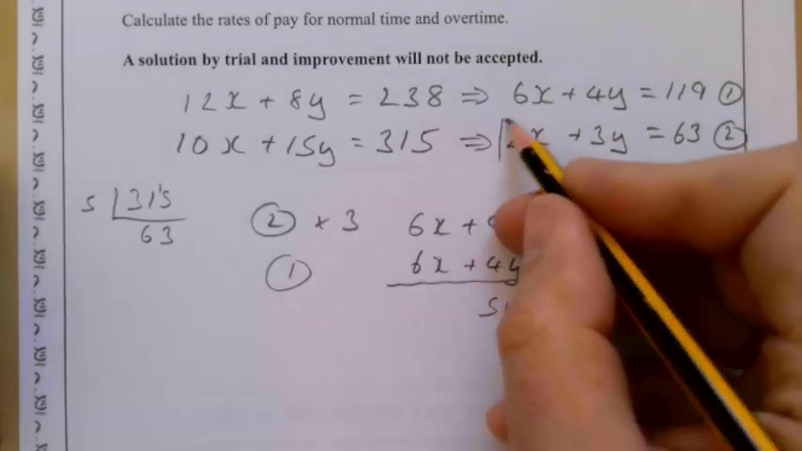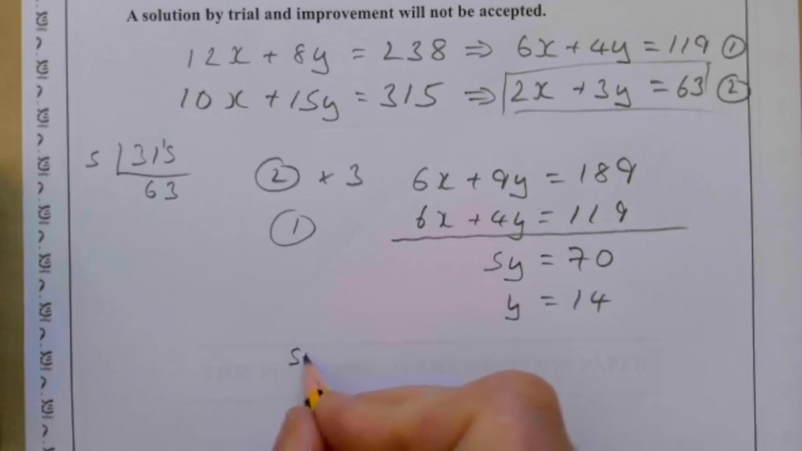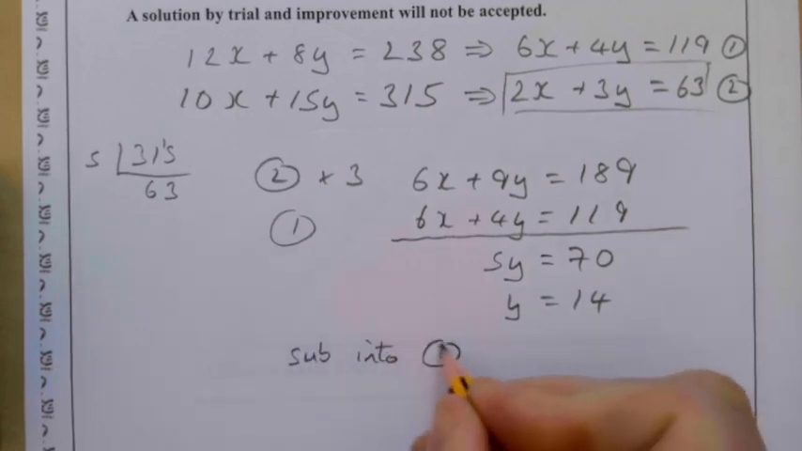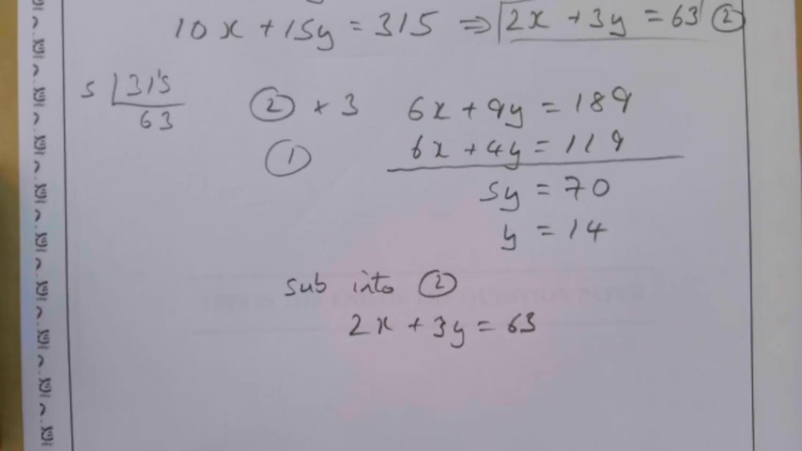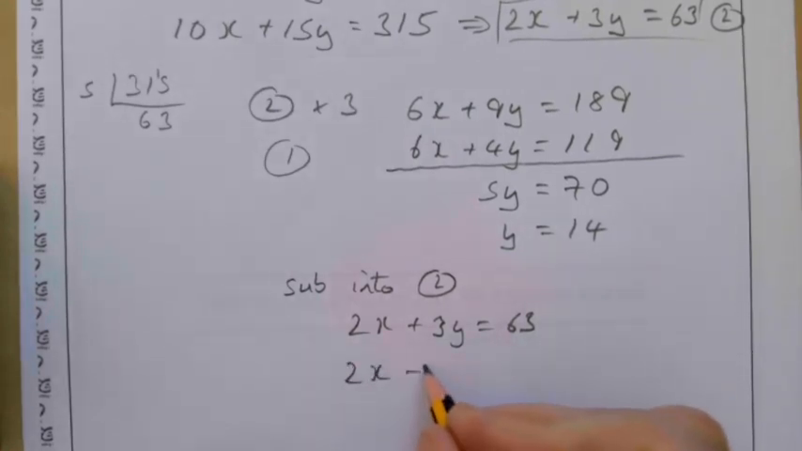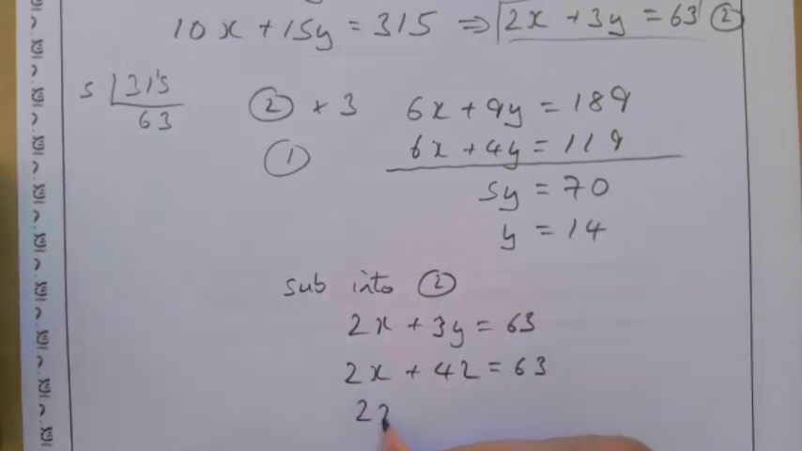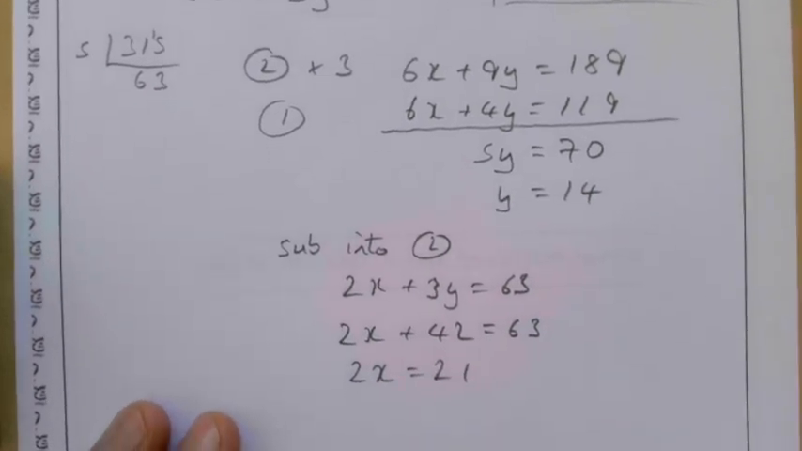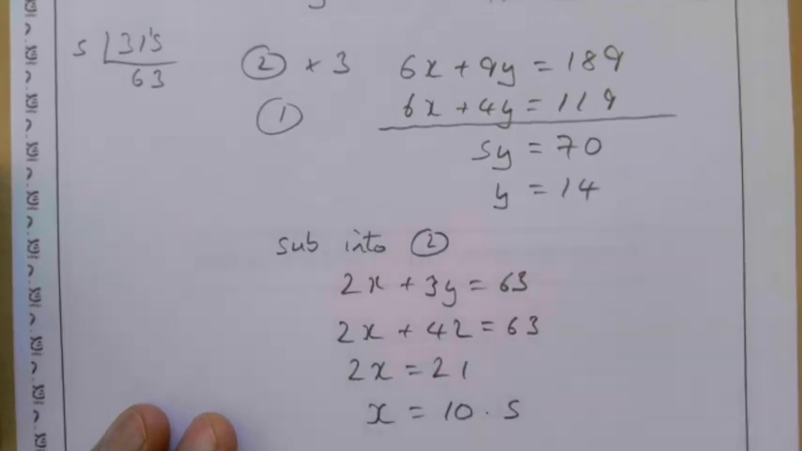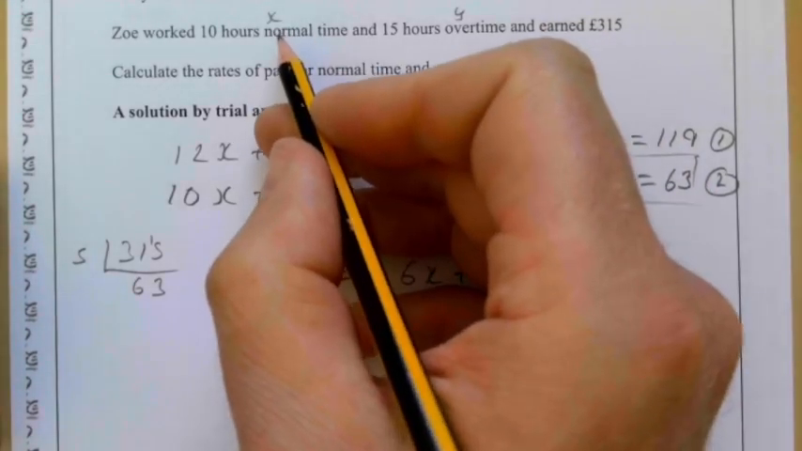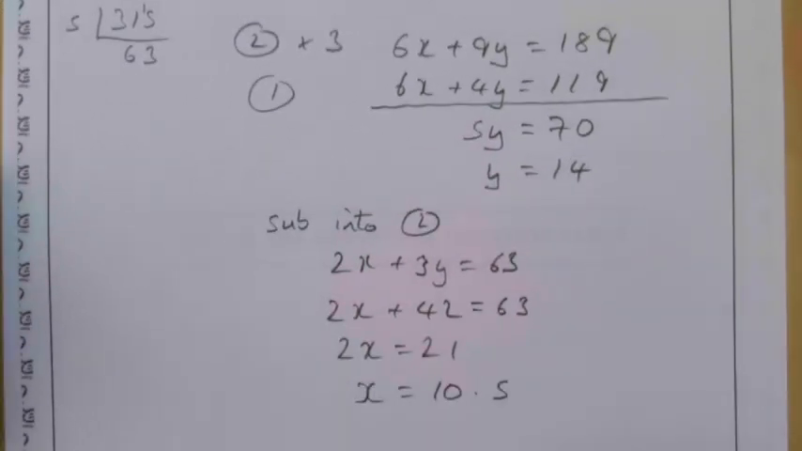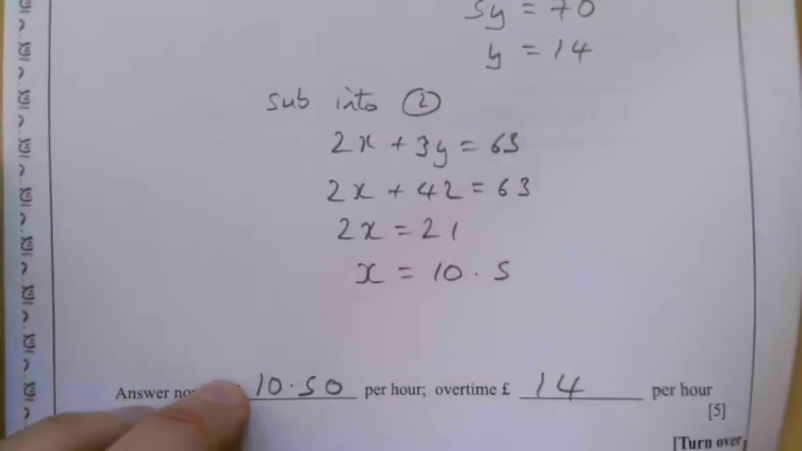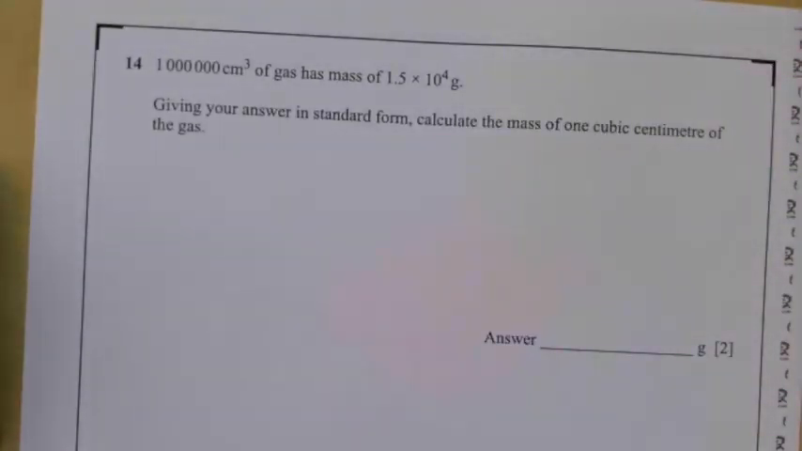If I substitute that in then to this one, I have 2x plus 3y is 63. 2x plus 42, because that's my 3 times 14, is 63. 2x then is, take those away, I get 21, and then x is 10.5. So my normal is x, so it's £10.50. And my overtime then is 14. Those are my two answers.